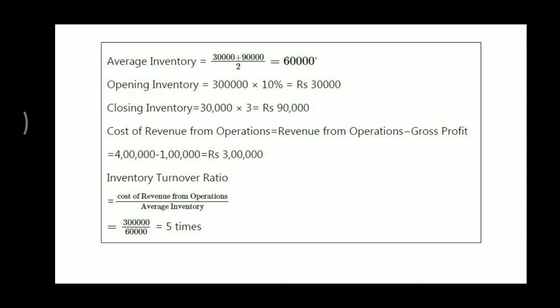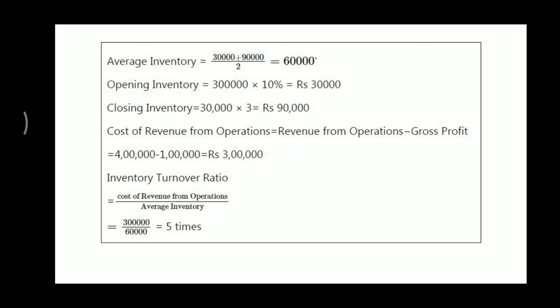Credit revenue from operation is given as 3 lakhs. Cash revenue from operation is given as 1 lakh. That means credit sales and cash sales are given, but in this question we don't need cash sales or credit sales separately. What we need is total sales. So simply total sales is 4 lakh. Cash sales plus credit sales, total sales is equal to 4 lakhs.